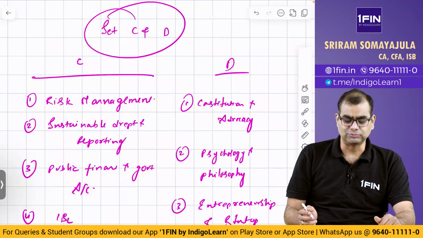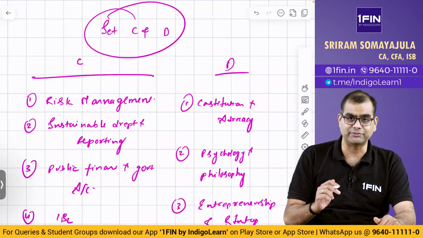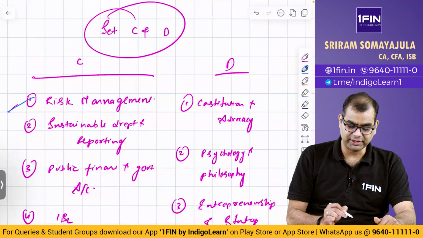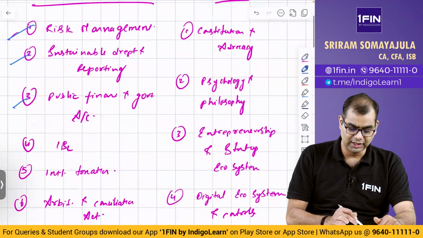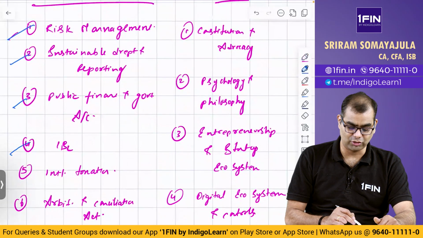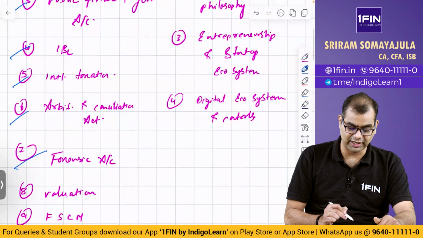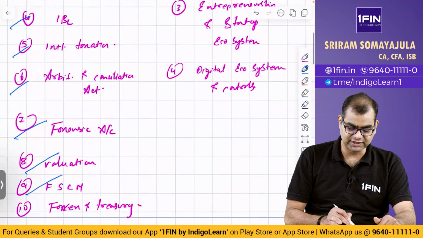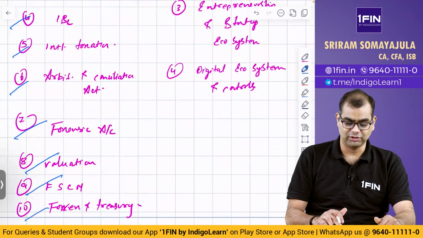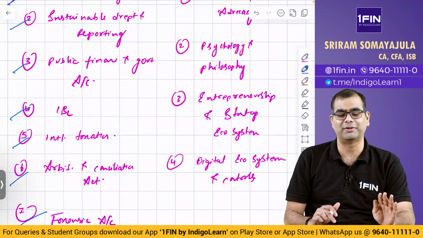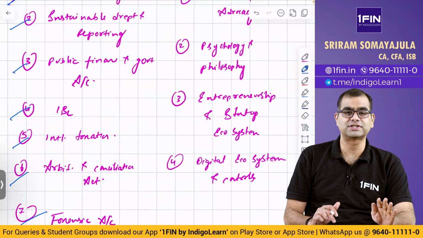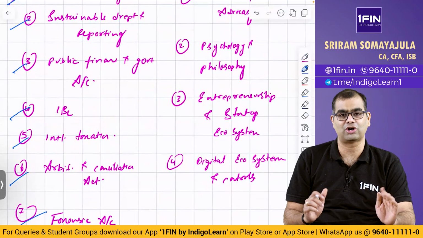Now, in Set C you have 10 subjects. What are these 10 subjects? Risk management, sustainable development and sustainability reporting, public finance and government accounting, insolvency and bankruptcy code, international taxation, arbitration and conciliation act, forensic accounting, valuation, FSCM, forex and treasury. Now, I genuinely appreciate, this is one of the few rare instances where I'm appreciating the institute for coming out with something like this where students have a choice.